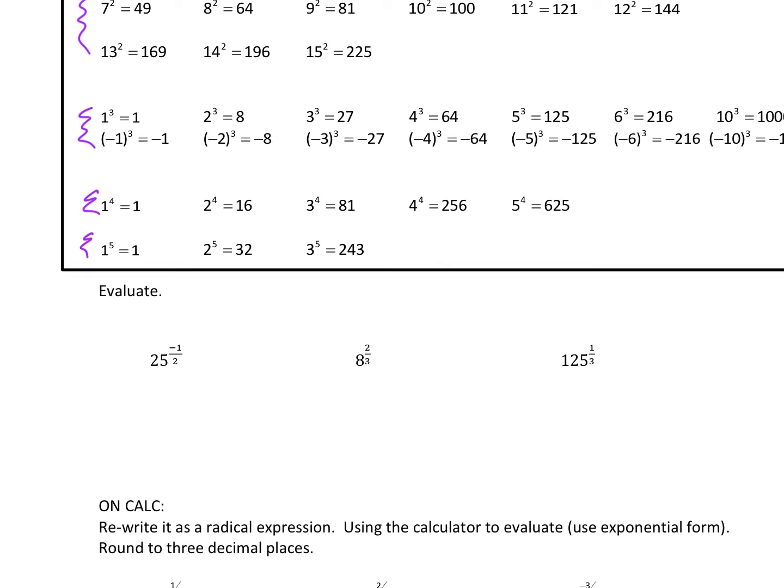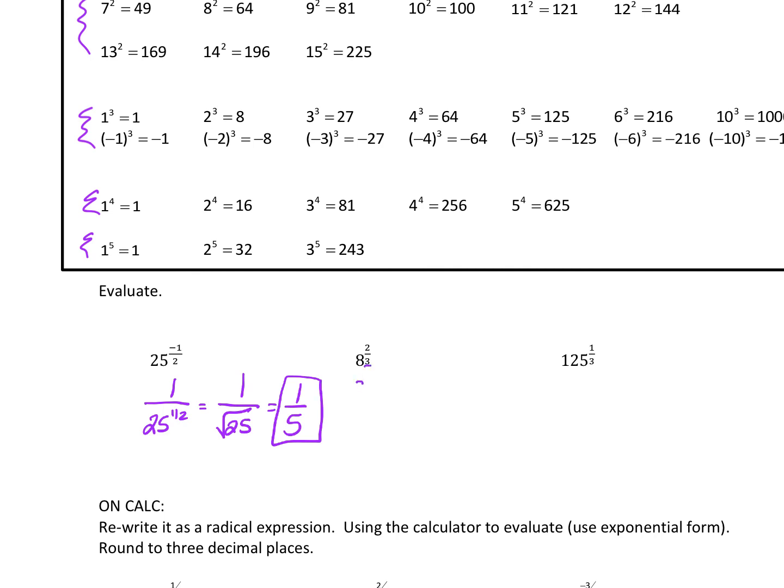So I have 25 to the negative 1/2 power. Keep in mind anything to the negative has to go to the denominator and become positive. Now a 1/2 power is the same as the square root of 25, and the square root of 25 would be 5. So this would simplify to 1/5.